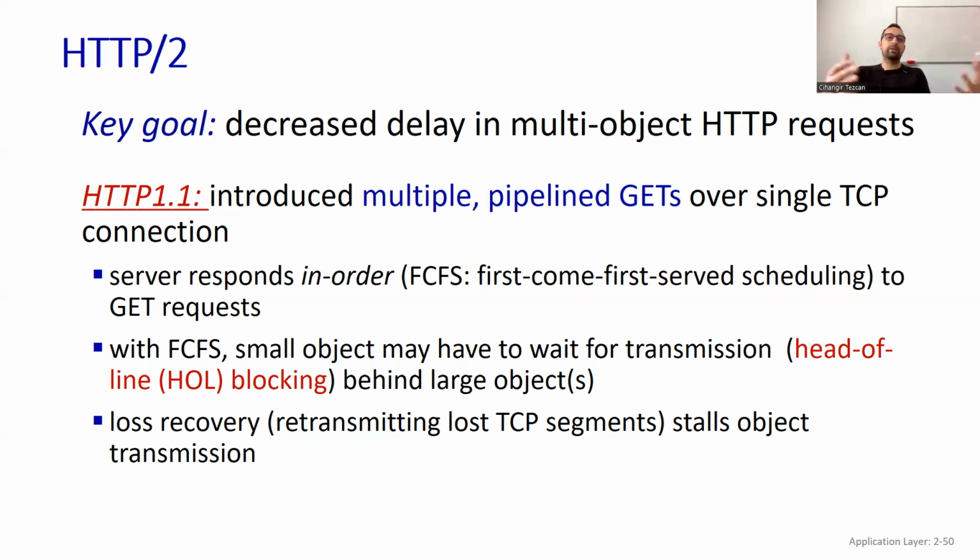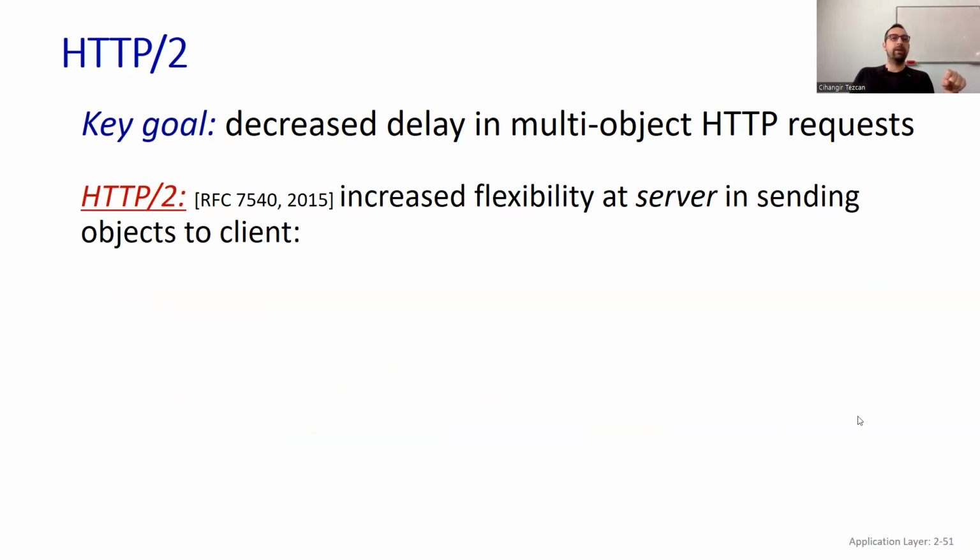This is why, if you're old enough, you will notice JPEG images slowly loading on web pages from top to bottom. That is the reason, because they work as first come first served. Okay, so with this FCFS scheduling, a small object may have to wait for transmission behind large objects. This is called head of line blocking. Loss recovery, retransmitting lost TCP segments, stalls object transmission. So these are the problems of HTTP 1.1.